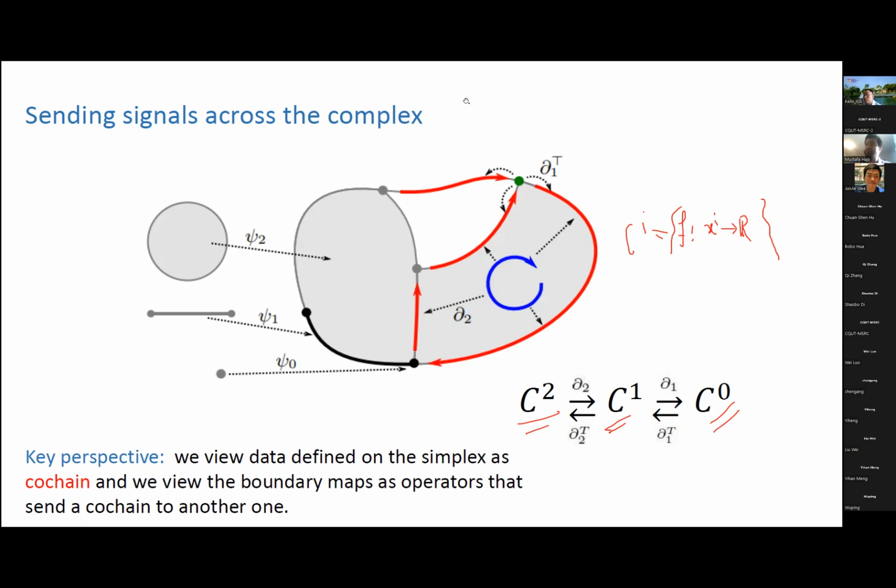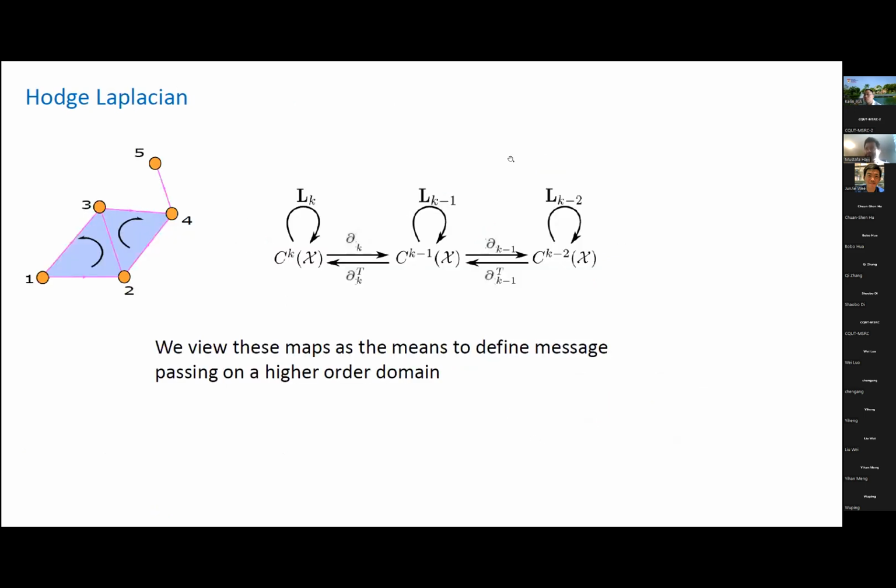Let me just erase everything over here. I'm going to view the cochain as the data defined on my cell complex, and I'm going to view the boundary maps as a way to shuffle my data left and right. So boundary 2 moves the data from the faces to the edges, and boundary 1 moves the data from edges to vertices, and the co-boundary moves data the other way around. This is also another figure for the same thing. The Laplacian keeps things in their place.